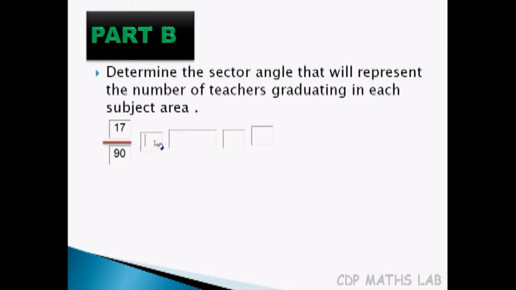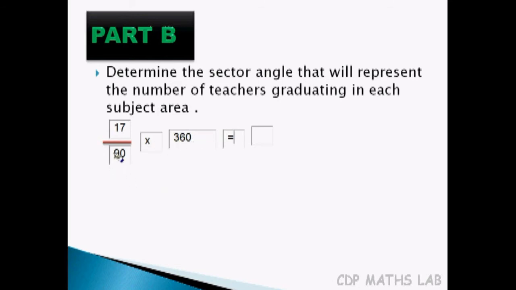So we're going to now multiply that by the angle for a circle, and that is what? 360 degrees. So in order to find the sector angle to represent the number of teachers who graduated in each subject area, you place the number of teachers for each subject area over the total number of teachers, and then you're going to multiply that by 360.